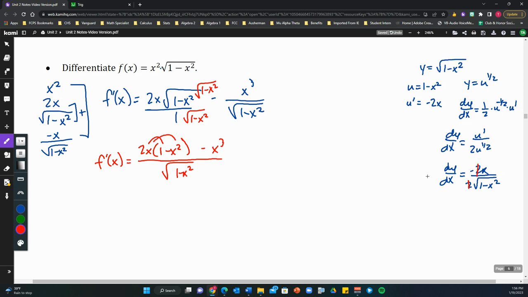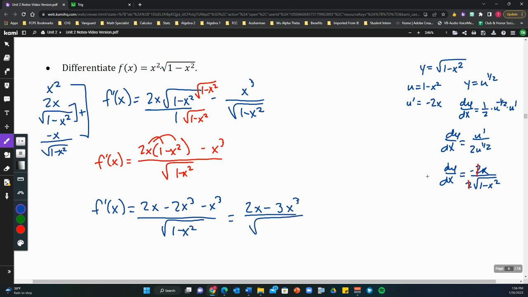So I'm going to distribute the 2x inside, so we get an f prime of 2x minus 2x cubed minus x cubed over our radical, or 2x minus 3x cubed over the square root of 1 minus x squared. That would be the best simplified version. You could tell writing that in one fraction is definitely an easier form to work with than the separate terms that we started with after the result of the product rule.